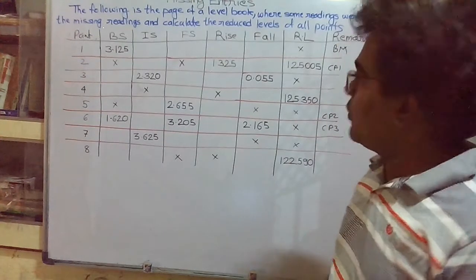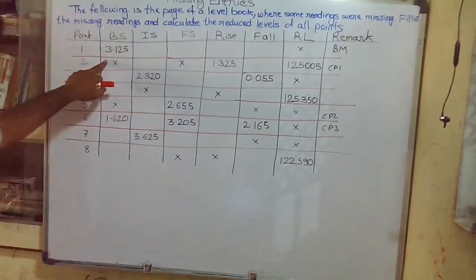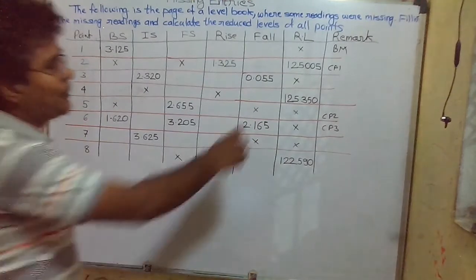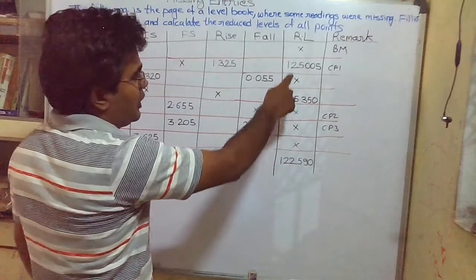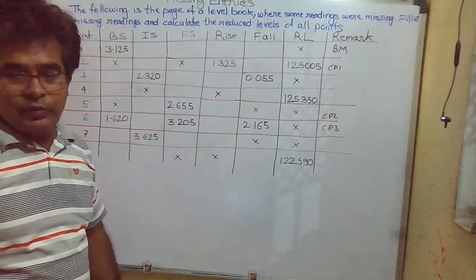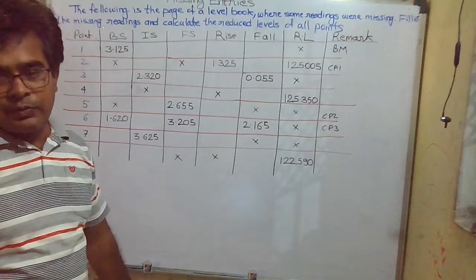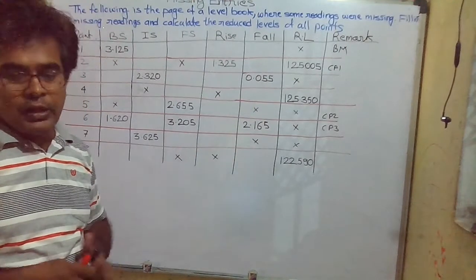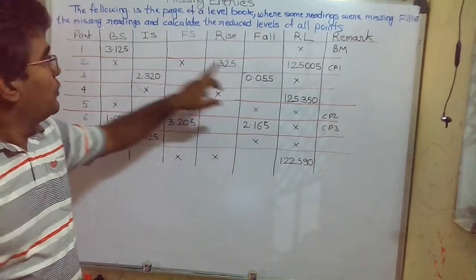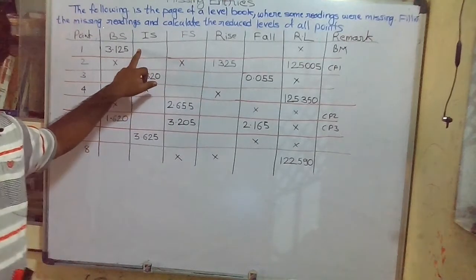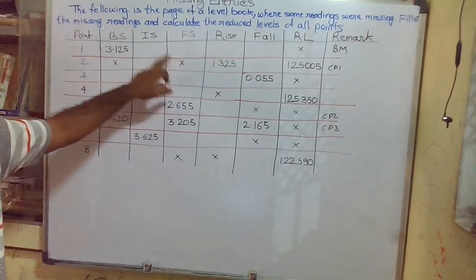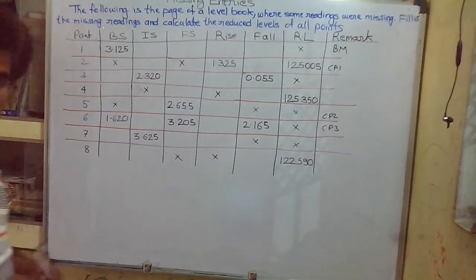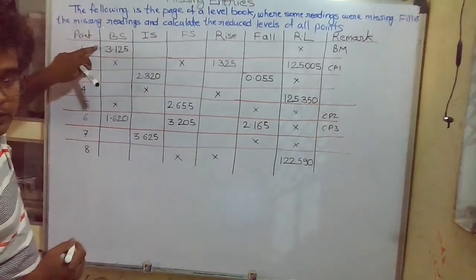Okay, so here you can observe that certain entries are missing. We know how to find the RL of different points. The RL of the next point we find by adding the rise to the previous RL, or we deduct the fall from the previous RL to get the RL of the new point. And to get rise or fall, what do we do? We subtract the foresight staff reading from the previous staff reading. Okay, so here we will see how we can find the different missing entries.